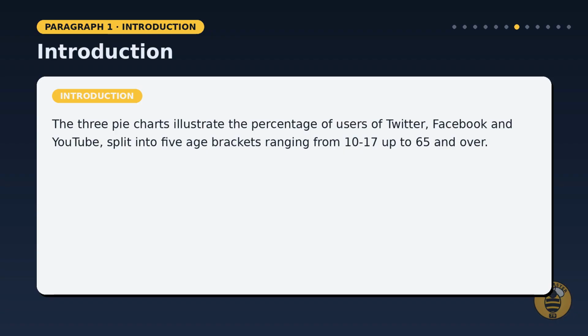Introduction. The 3 pie charts illustrate the percentage of users of Twitter, Facebook, and YouTube, split into 5 age brackets, ranging from 10 to 17, up to 65 and over.